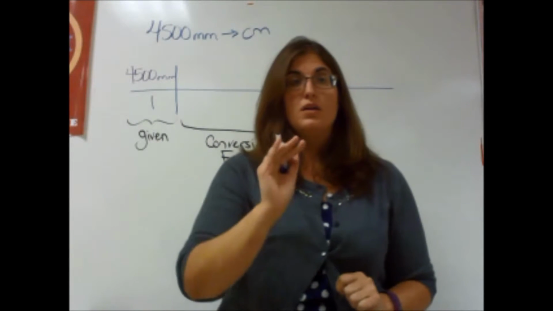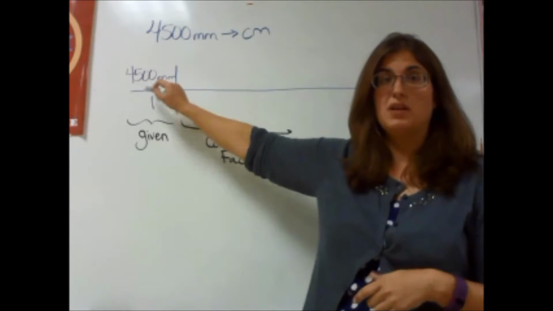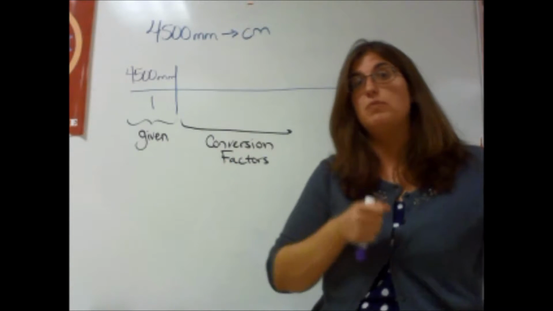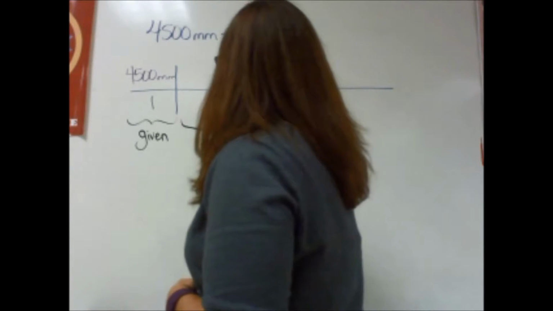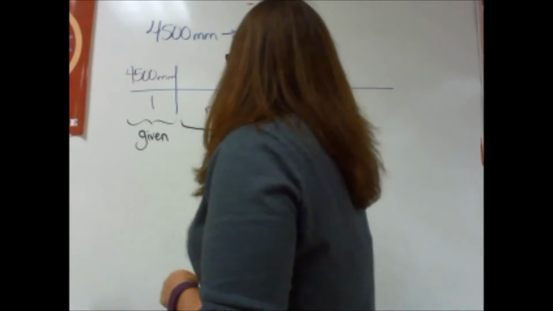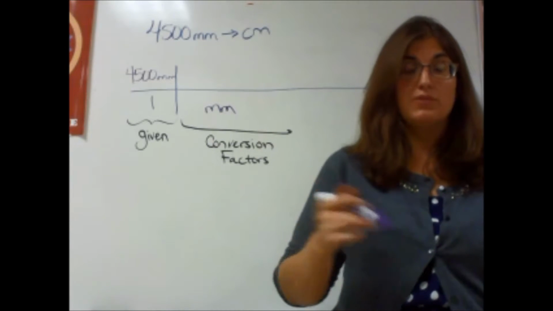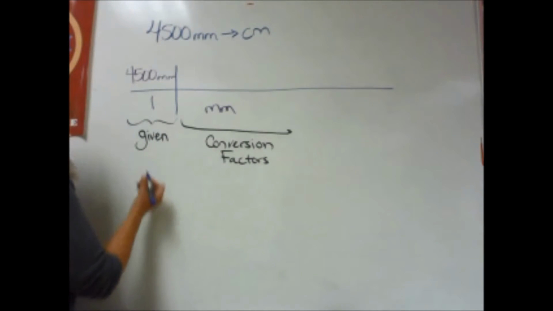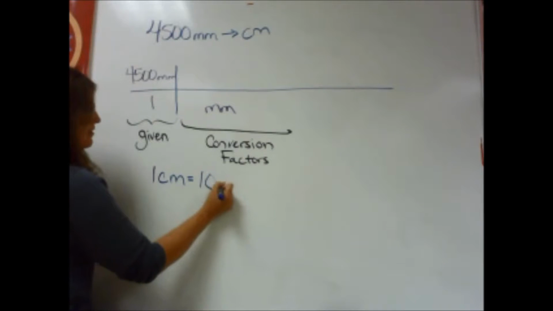Okay? So, we have, up top, millimeters. But do we want millimeters? No. We do not want millimeters, so what do we do? We put it under the table, we feed it to the dog. So millimeters come down below. Now, we do know a conversion factor between millimeters and centimeters. We happen to know that 1 centimeter is equal to 10 millimeters.